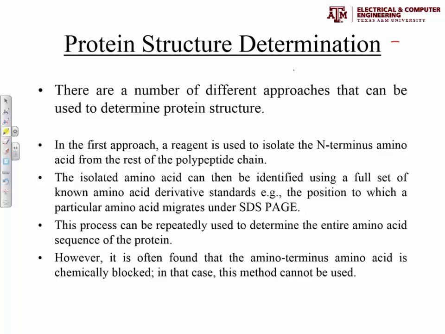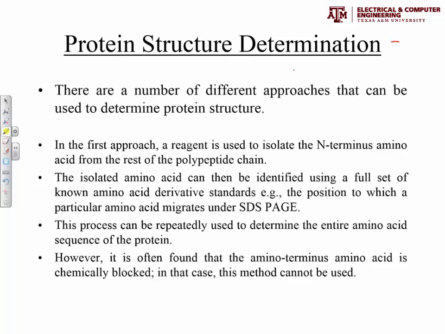Then you can figure out where it goes under gel electrophoresis, and you can figure out what that particular amino acid is. So in the first approach, a reagent is used to isolate the N-terminus amino acid from the rest of the polypeptide chain. The isolated amino acid can then be identified using a full set of known amino acid derivative standards. Example, the position to which a particular amino acid migrates on SDS-PAGE. You have 20 different amino acids, so maybe they go to 20 different positions. So you match it up and you say, okay, the first amino acid that I cut out migrated to this position. Maybe it is lysine, it is arginine, or whatever, wherever it matches up.